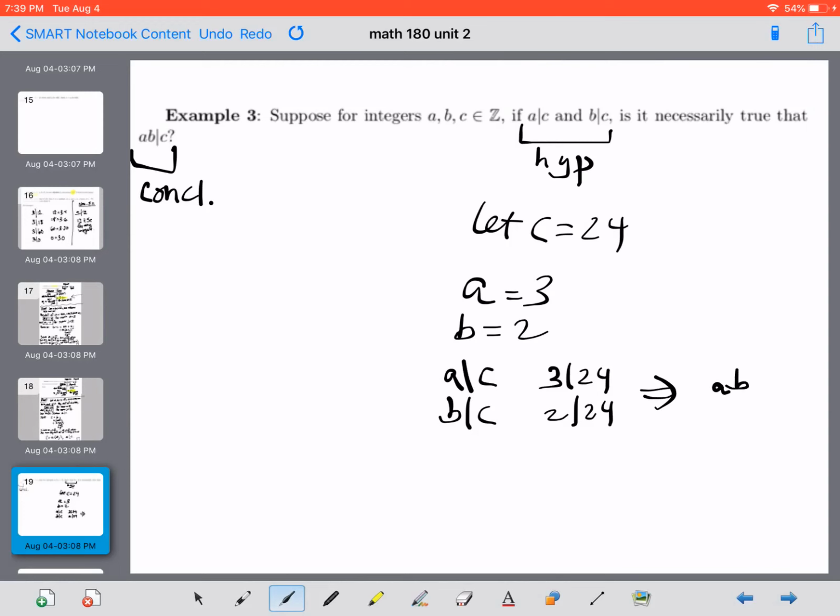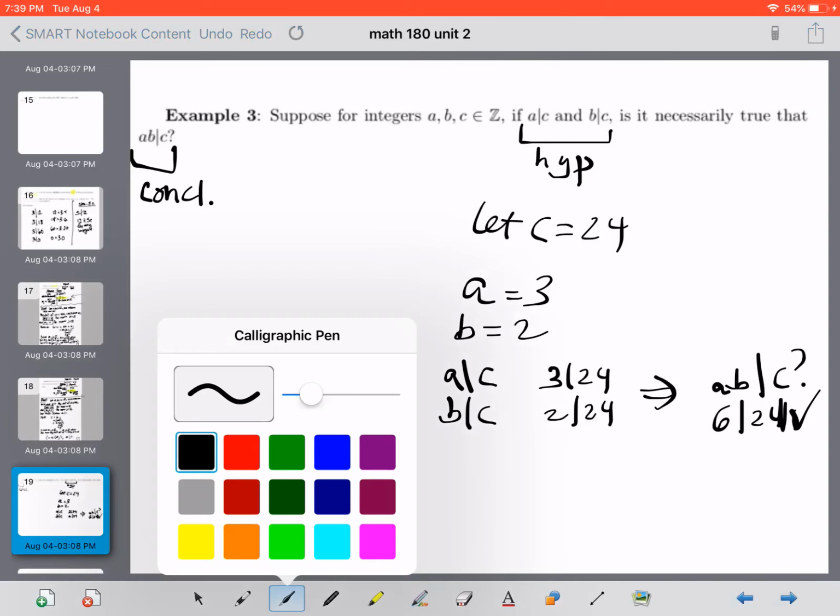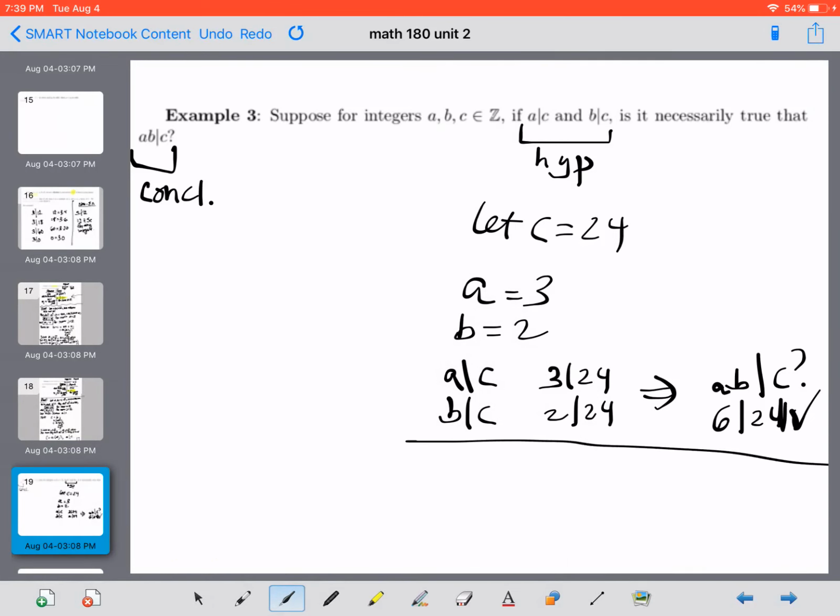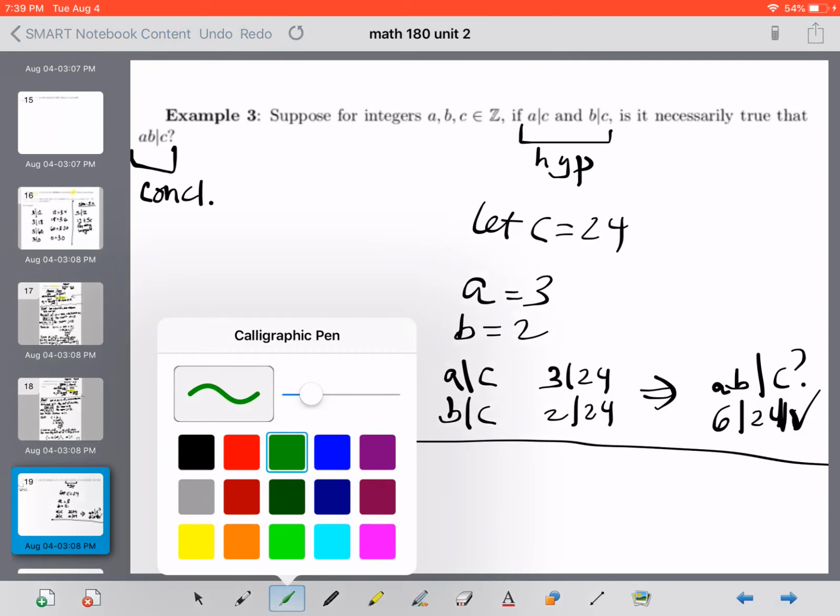Now, is the conclusion also true? Does a times b divide c? Well, a times b would be 6, and 6 does divide 24. Okay, so it worked in this case, which might lead you to believe that this is true. But we want to be careful. We don't really know for sure that it's true. And if we try to set up a proof, we'd actually run into some problems. The reason being that I picked some convenient examples here that happen to work. If I had picked other examples, it wouldn't necessarily work.